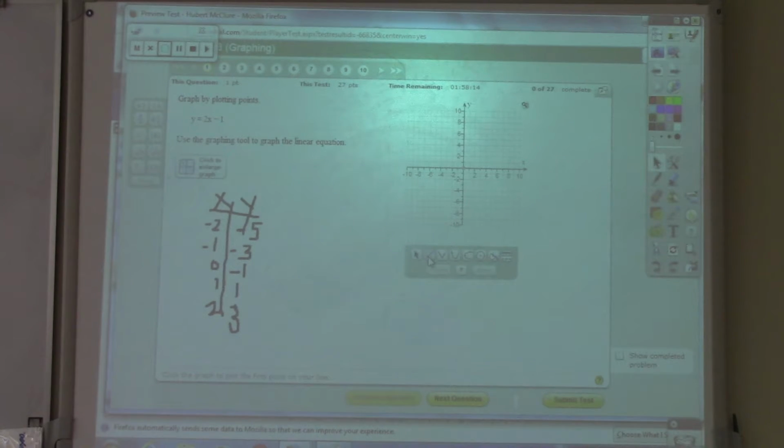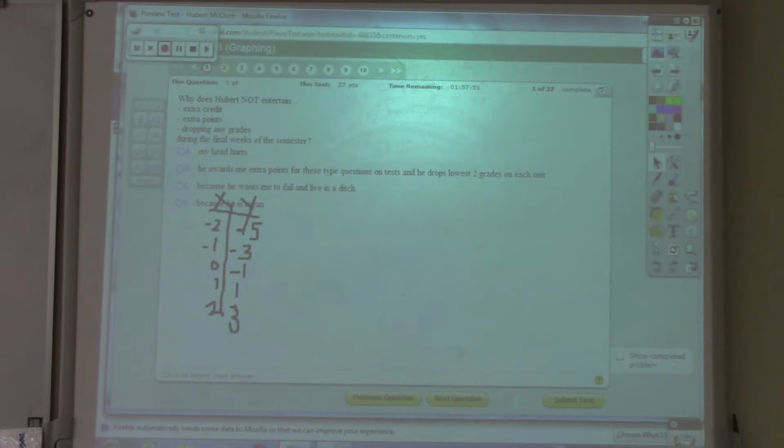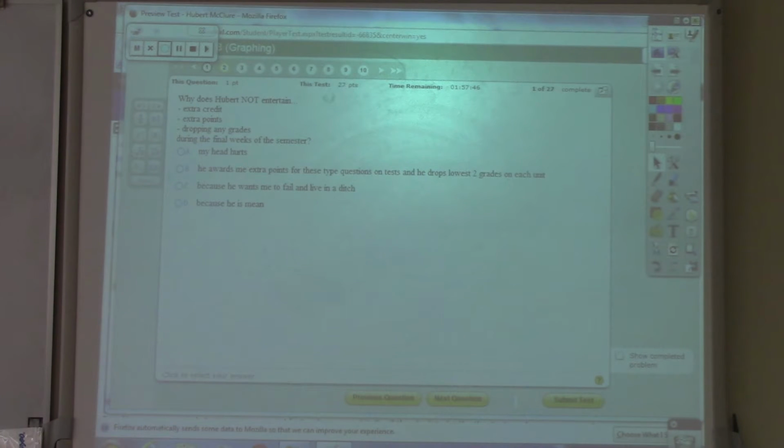And it's going to ask you to plot points. I'm going to pick 2 points because most of the time it just wants 2 points. I'm going to pick -2 and -5. And then I'm going to pick 1 and 1. Bet you it's right. Oh yeah, it ain't gonna mark this test. He awards me extra points for these type questions.